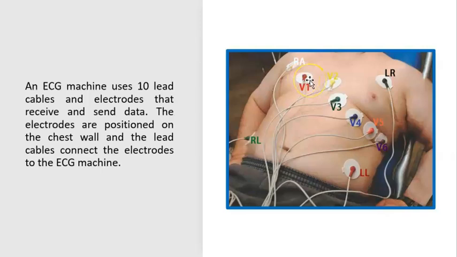We have V1, V2, V3, V4, V5, V6, and these are considered the chest electrodes. We also have another four, which are considered the extremity leads, basically the arms and the legs. This one is for the right arm, this is for the left arm, and this is the left leg. This one right here is for the right leg. So therefore, we have a total of 10 electrodes.